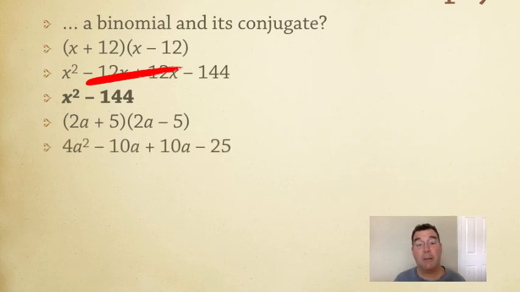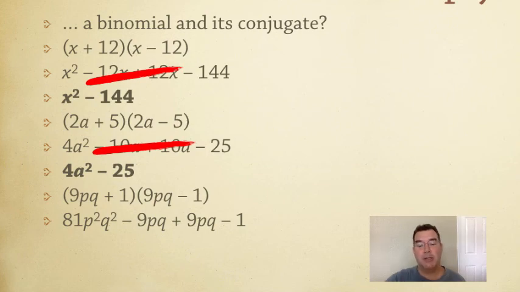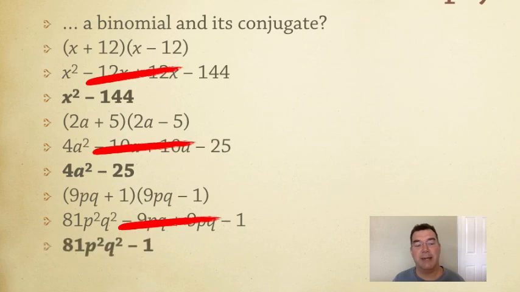If I had 2a plus 5 times 2a minus 5, and I multiplied that out, I would get 4a squared minus 10a plus 10a minus 25. And remember, again, the middle terms would cancel, and I'd be left with 4a squared minus 25. Last one, if I have 9pq plus 1 times 9pq minus 1, that multiplies to give 81p squared q squared minus 9pq plus 9pq minus 1, and that simplifies to give 81p squared q squared minus 1.